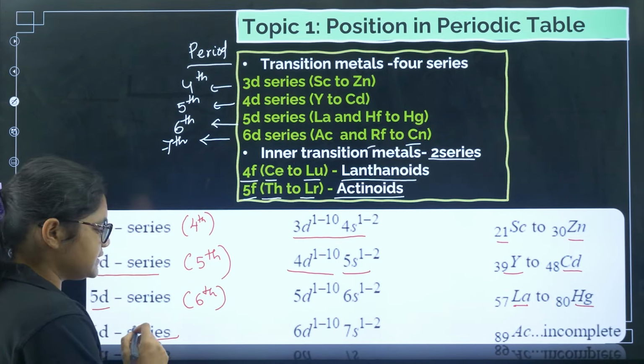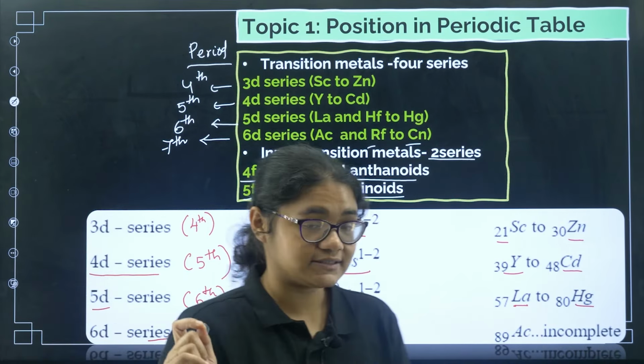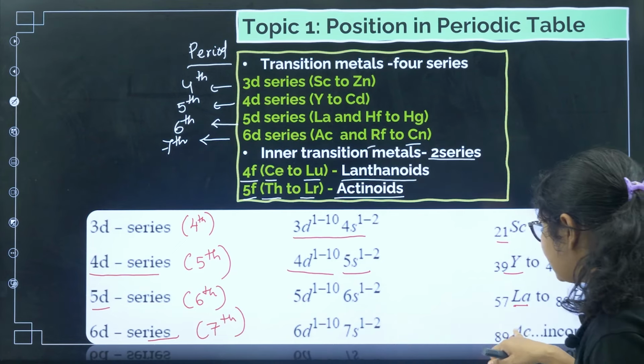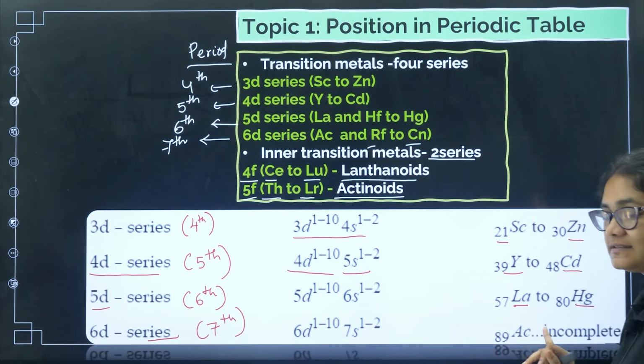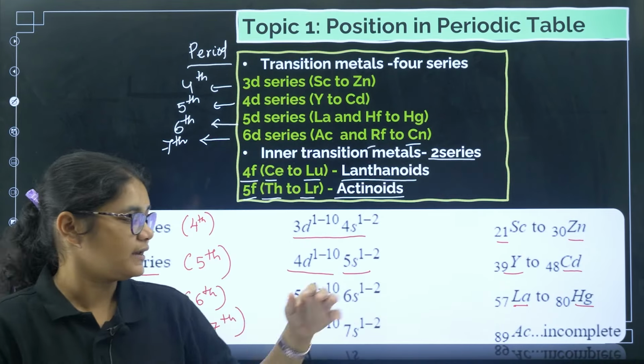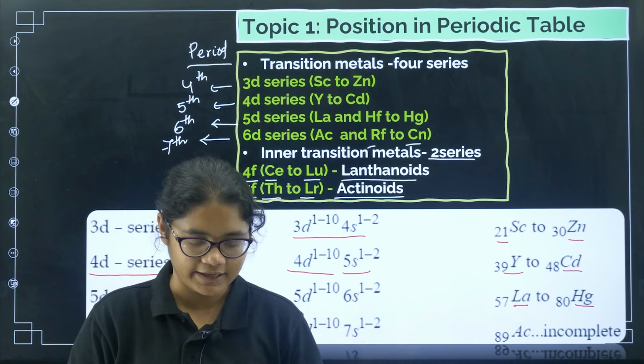Now coming to 6D series, this is your 7th period, okay. So here the electronic configuration is 6D 1 to 10 and 7s 1 to 2, okay. Now this is actinium, 89 atomic number, and this series is incomplete, okay. There are still some elements which are not there in this particular series, so the last element we cannot say, it is an incomplete series, clear.